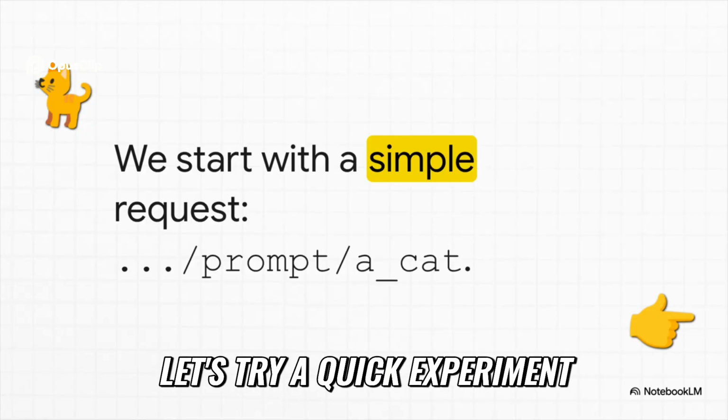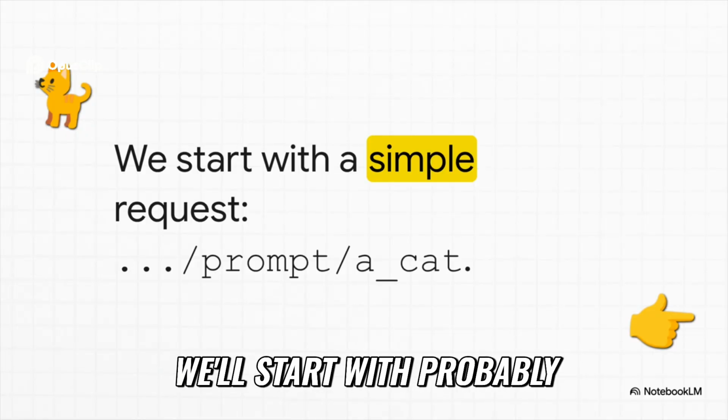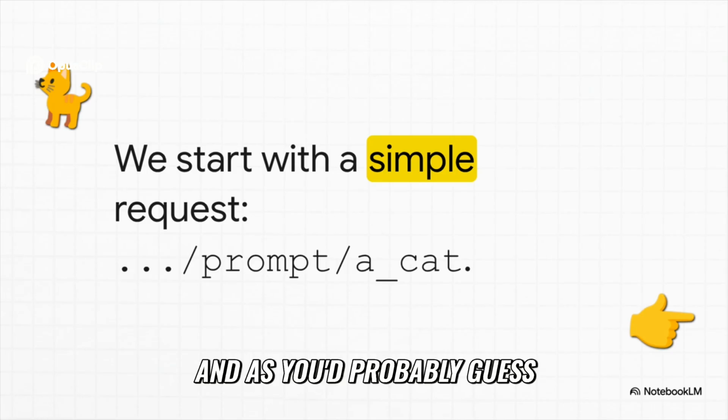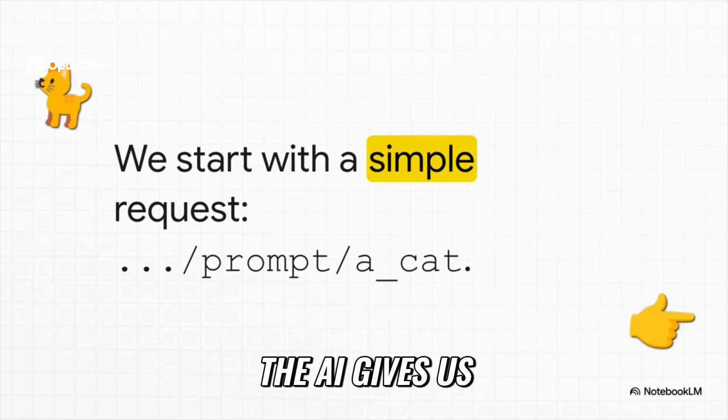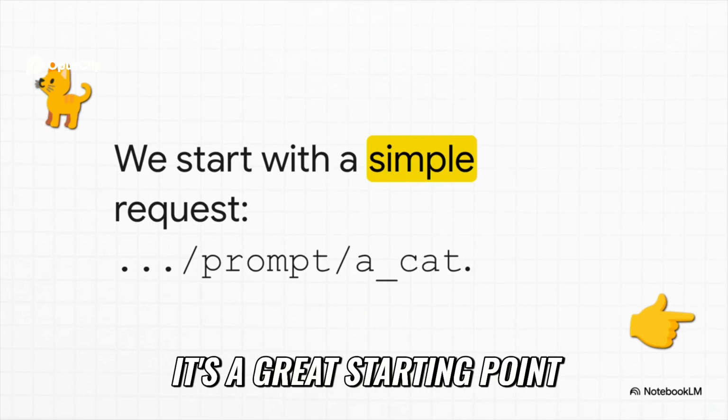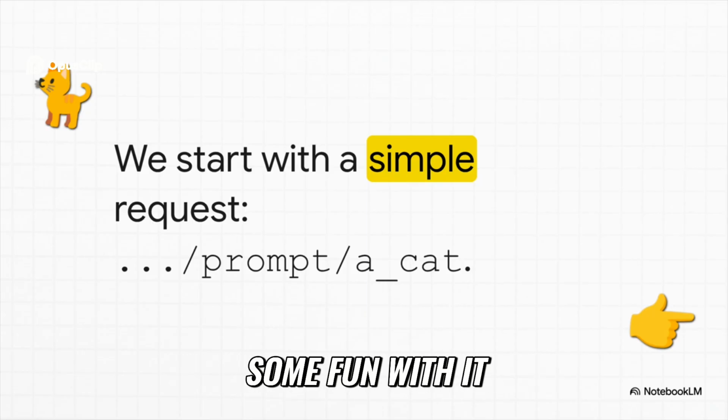All right, let's try a quick experiment. We'll start with probably the simplest prompt possible, just the word cat. And as you'd probably guess, the AI gives us a pretty standard default image of a cat. It's a great starting point, but now let's have some fun with it.